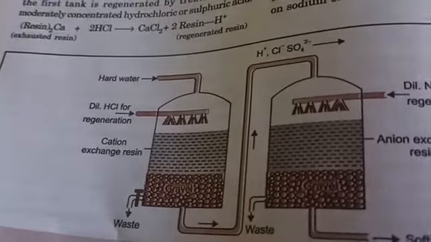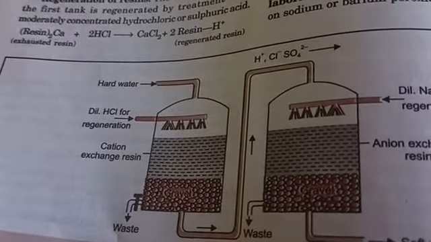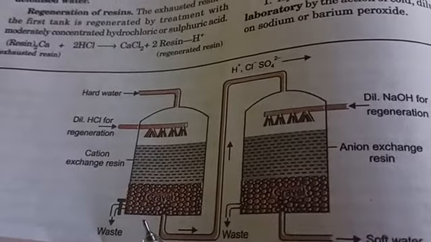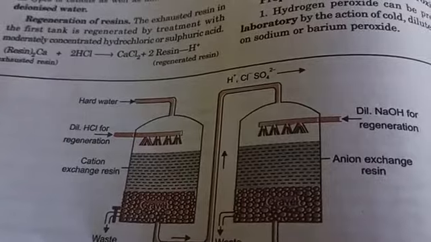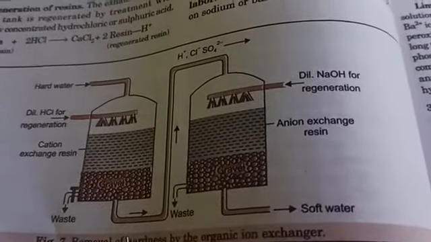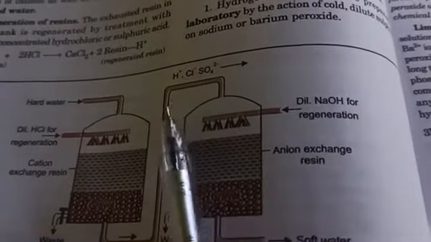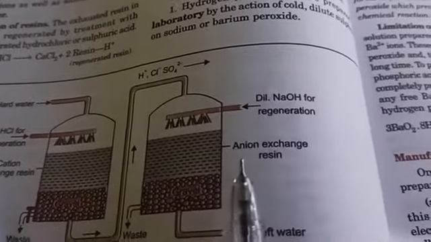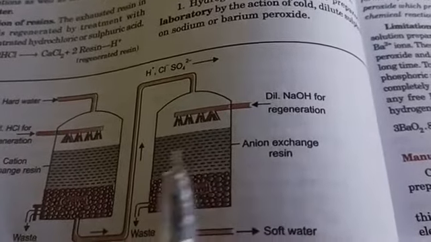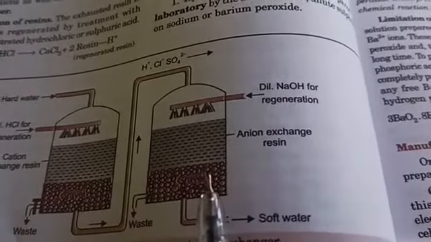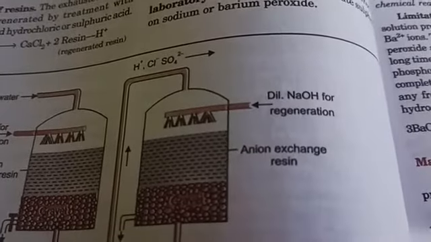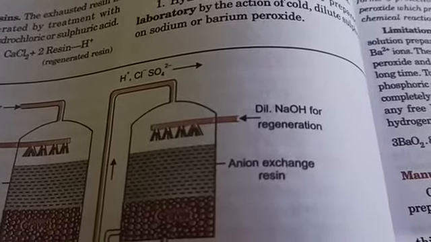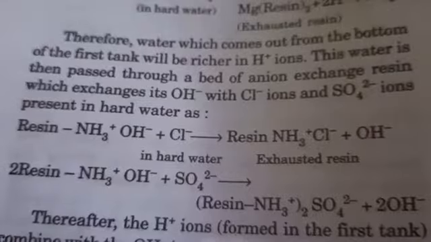Now the water escaping from tank 1 is free from all types of cations present in the hard water. Now the water contains only hydrogen ion, chloride ion or sulfate ion. It is introduced to another tank packed with anion resin and gravel. The anion exchange resin exchanges the chloride ions and sulfate ions present in the water with hydroxide ions.